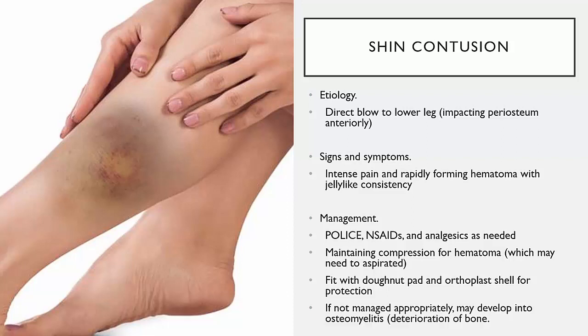If a physician decides that a hematoma needs to be drained, this should be done in a medical office under sterile conditions only. We can help fit the individual with a donut pad and an orthoplast outer shell to help protect the area from further bruising. If this type of condition is not managed appropriately, it can develop into another condition called osteomyelitis. This is a deterioration of the bone.